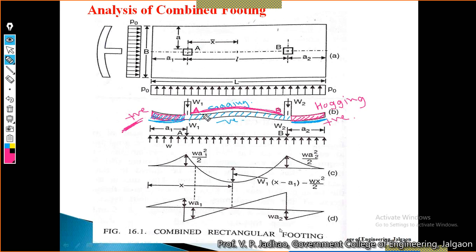So we will be having two reinforcements. Some reinforcement will be at the top face, some reinforcement will be at the bottom face. Again, this will be for the longitudinal direction.